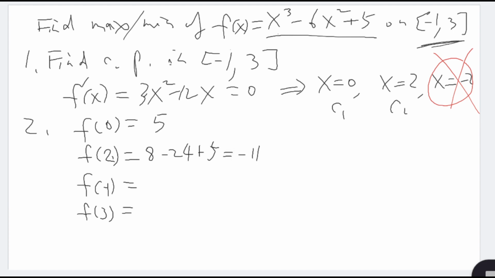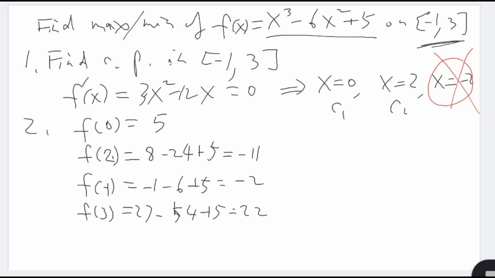Next, plug in -1 for x. This is -1, minus 6, plus 5, that's -2. And finally, plug in 3 for x. So it'll be 27 minus 6 times 9, 54, plus 5, equal to 22. Okay.